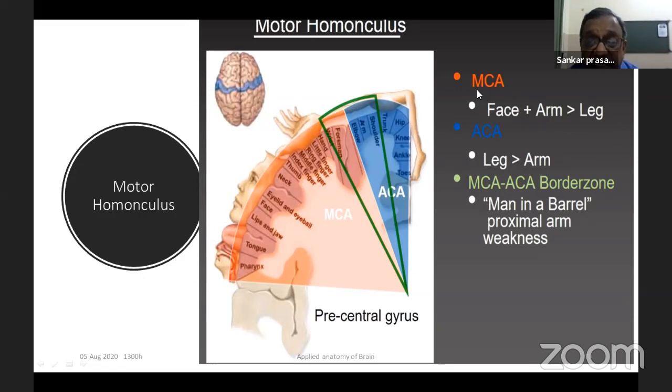Otherwise, typically in the middle cerebral artery, the contralateral face and arm are involved more than the leg. In the anterior cerebral artery, as you see here, the leg is affected more than the arm. So the representation is on the contralateral side in the brain, and this picture of man in a barrel we may come across sometimes.